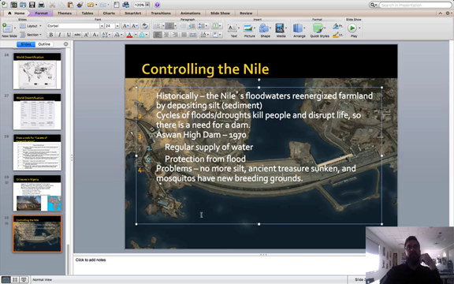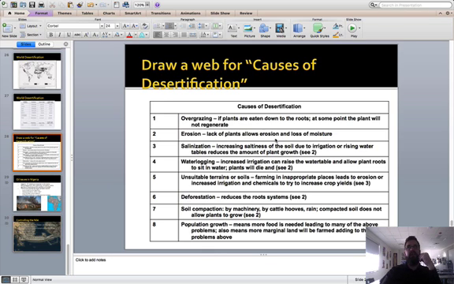All right, so that's it for this one. So again, also make sure you take note of all these as well and know all the causes of desertification.